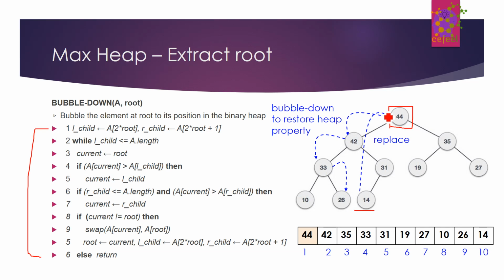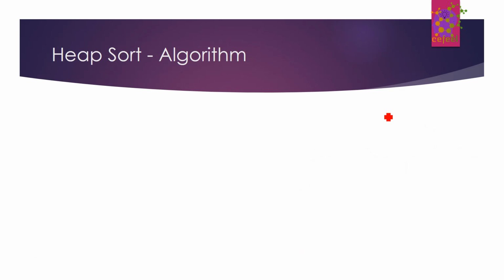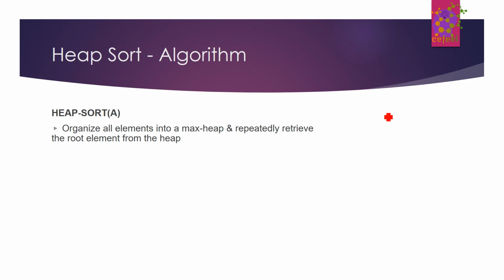Alright, cool. So this was the bubble up and bubble down, which are used for insert and extract root. So now let's come back and see the heap sort algorithm, and we will see the steps of the algorithm. So heap sort. We are given an array, and we need to organize the elements into a max heap. Which means first we will organize the given array into the max heap, and then repeatedly retrieve the root element from the heap. And we will use the two calls which we saw, the bubble up and the bubble down procedures.